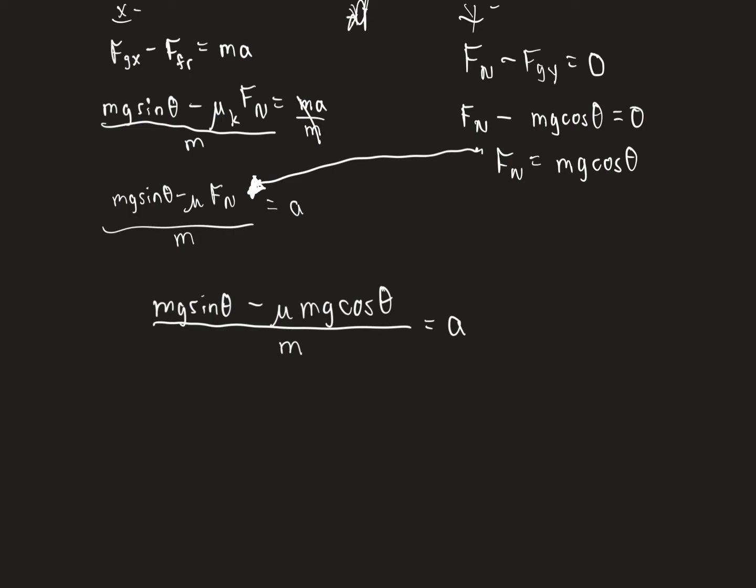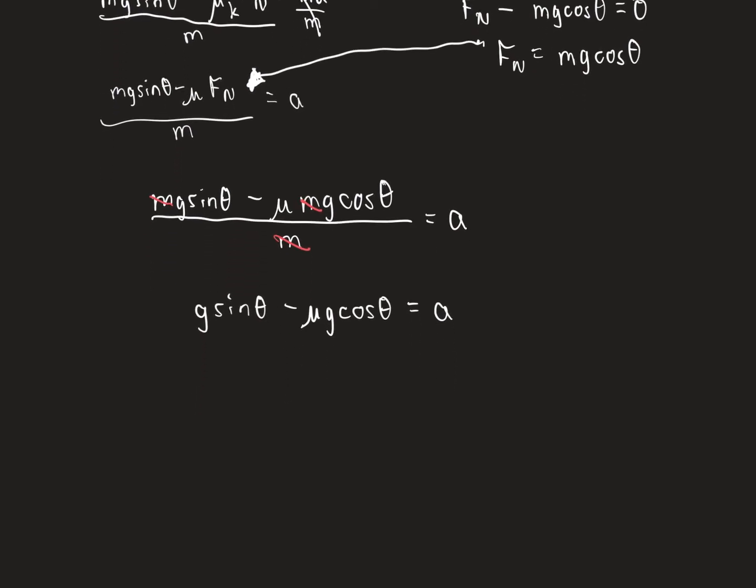What happens to m? I have an m in every single term of this, so the m's all cancel each other out. So I can divide the m out of all of these. So now I have g times sine of theta minus mu times g times cosine theta. That equals a. What can I do with the g? I can factor out a g, and then I can distribute that into the sine theta minus the mu times cosine theta, and that equals a.